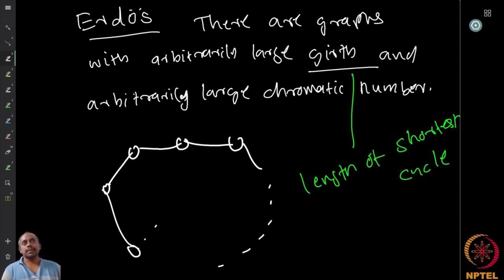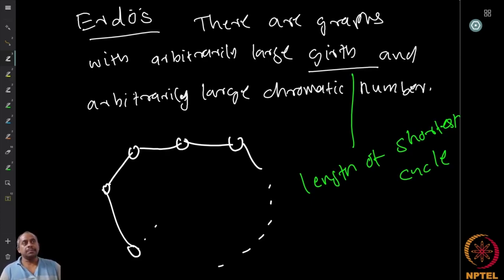So this is a very, very old result of Erdős and a very influential one. And you will see that precisely this result that Erdős proved was used to prove the Hedetniemi conjecture, right, that I mentioned sometime before, or maybe I will mention it soon.